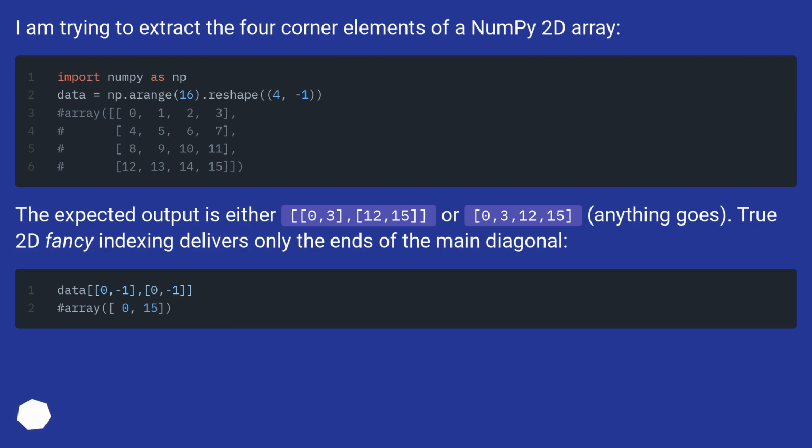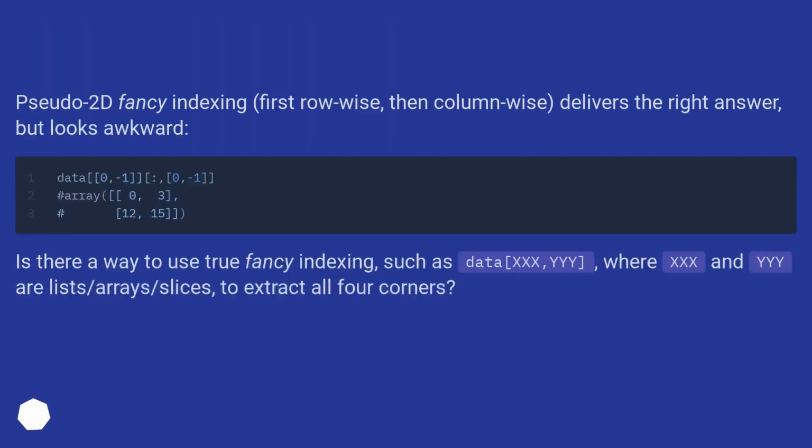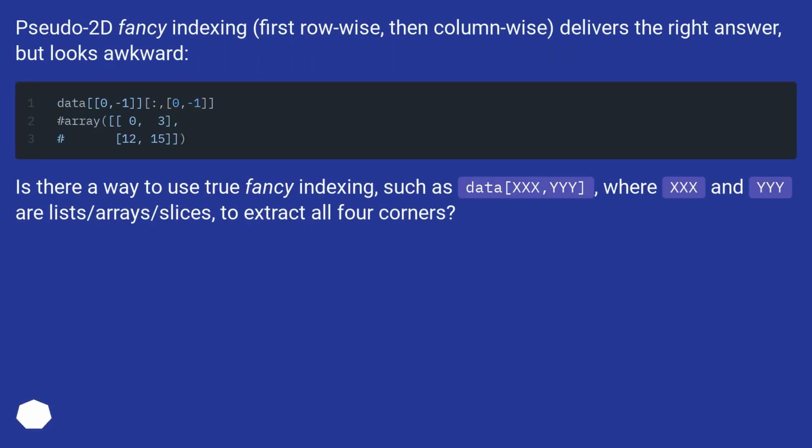True 2D fancy indexing delivers only the ends of the main diagonal. Pseudo 2D fancy indexing, first row wise, then column wise, delivers the right answer, but looks awkward. Is there a way to use true fancy indexing, such as data[x, y], where x and y are lists, arrays, or slices, to extract all 4 corners?